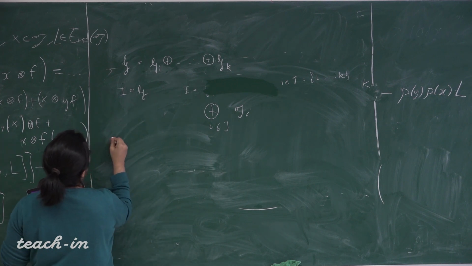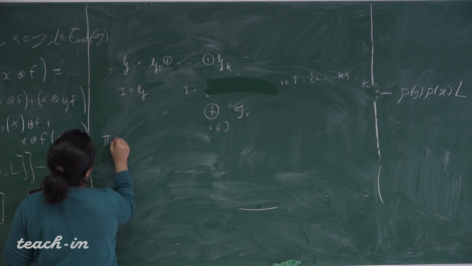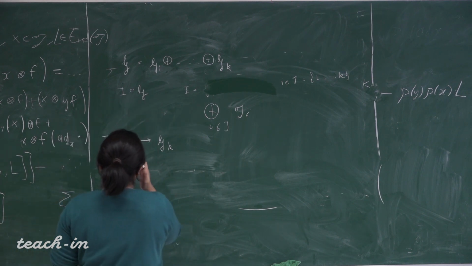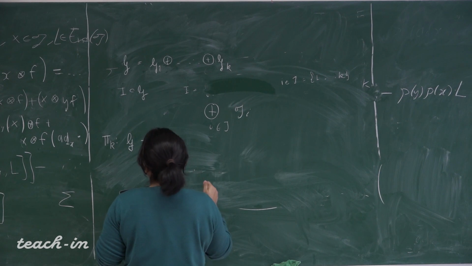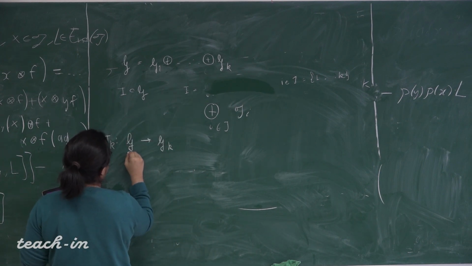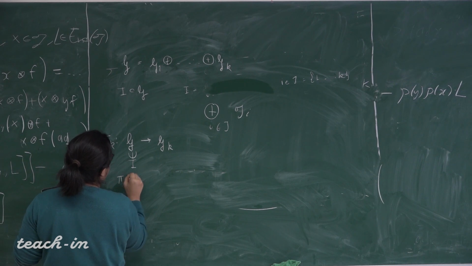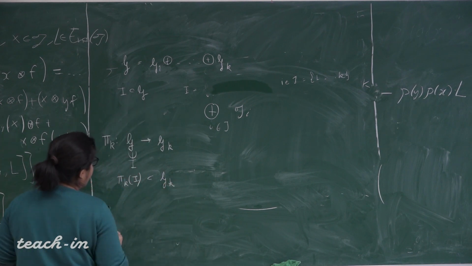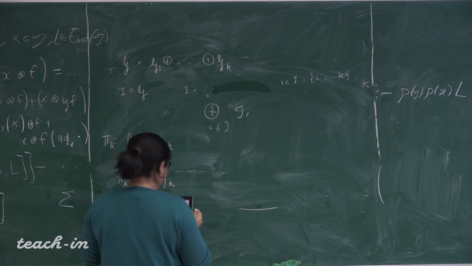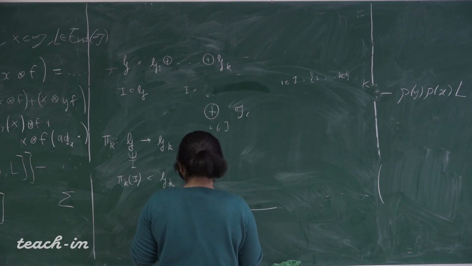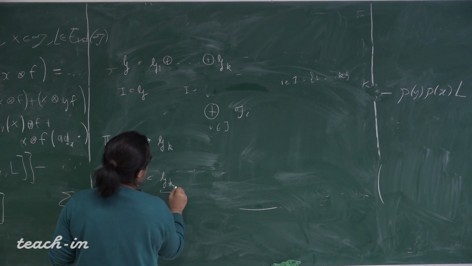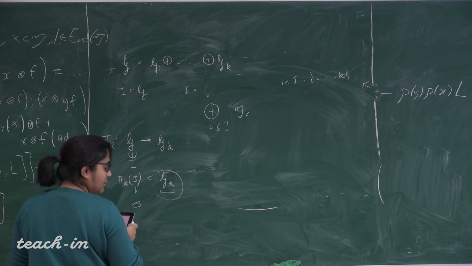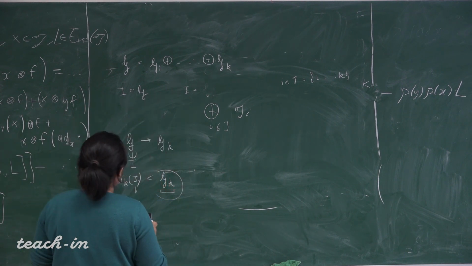Now let's have a map pi K which projects G to just GK. Now let us consider an ideal I of G. Then we have the assumption that pi K of I is in GK. Now since GK is a simple Lie algebra, then pi K of I is either 0 or the entire GK.